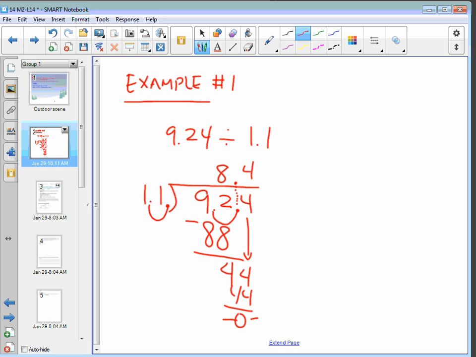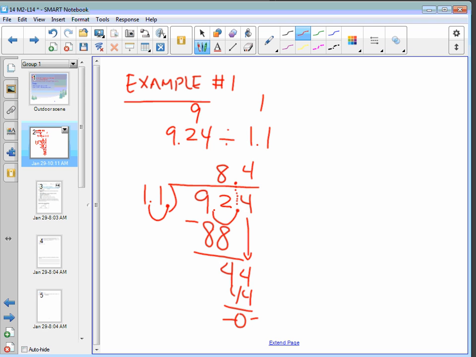The other thing that I want you to get used to doing, and I know it sounds kind of routine and like, oh, why do we have to do this? But I'm telling you, I always want you to look back and see if your answer makes sense. Because look at this number. If I were to ask you to round 1.1, what would you round it to as a whole number? Jay. And what would you round 9.24 to?